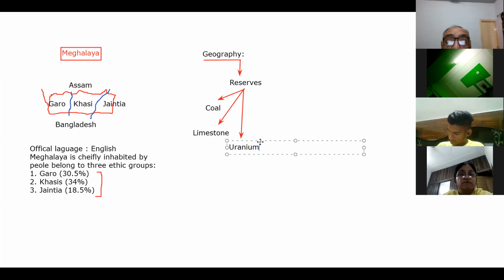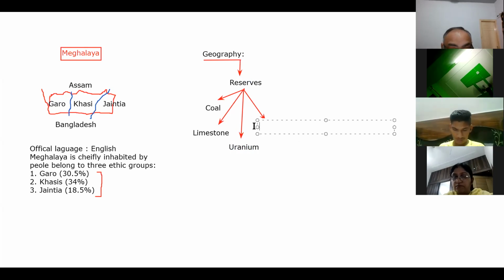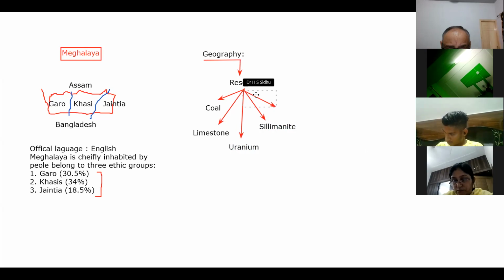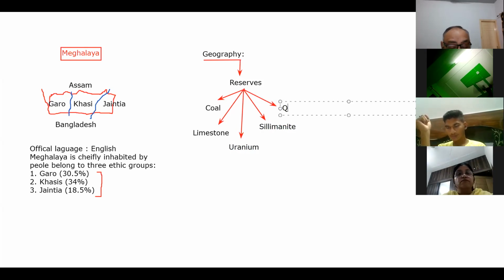Uranium, it has uranium reserves also. And the next is sillimanite. Sillimanite is there. And after that, there is quartz also, which is found there. Though other minerals are also there, I am talking about the comparatively common minerals. So quartz is there. Beta, this is important to know.